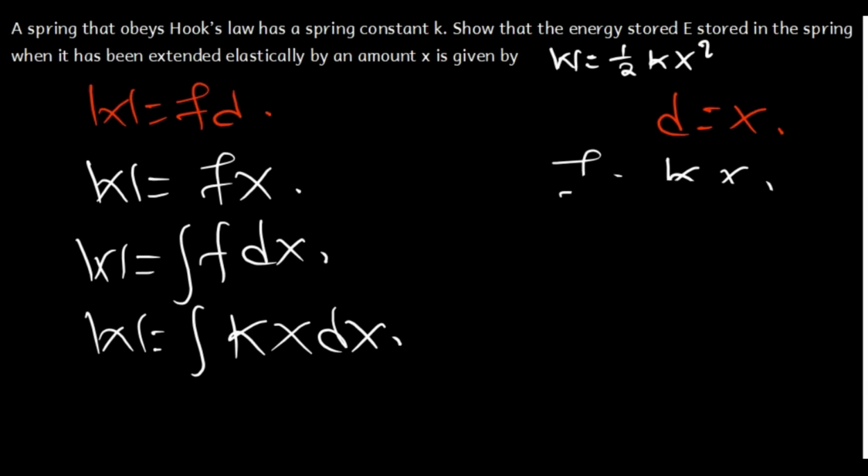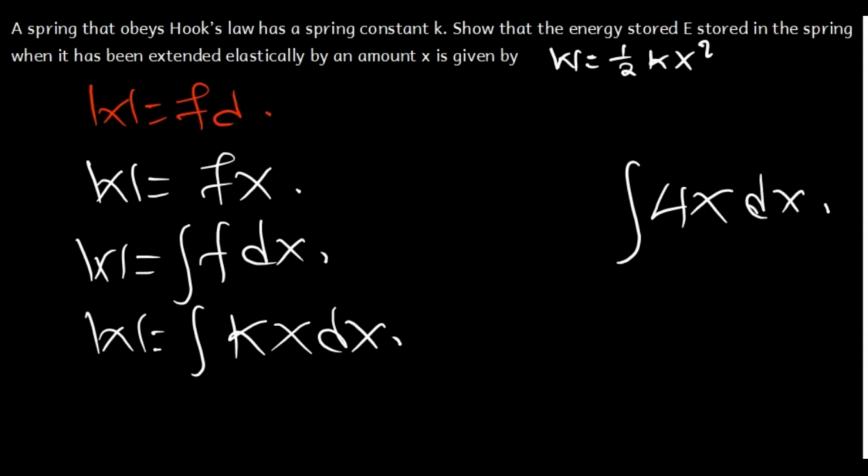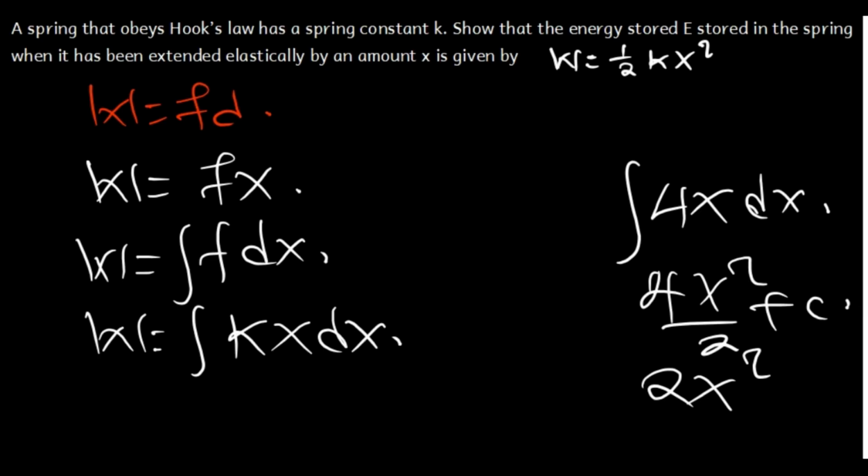Now I want to integrate this. It's the same as if you have the integral of x dx, the answer is going to be x squared over 2 plus c. Okay, so now what if we have the integral of maybe 4x dx? This is going to be 4x squared divided by 2 plus c, which is the same as 2x squared plus c.